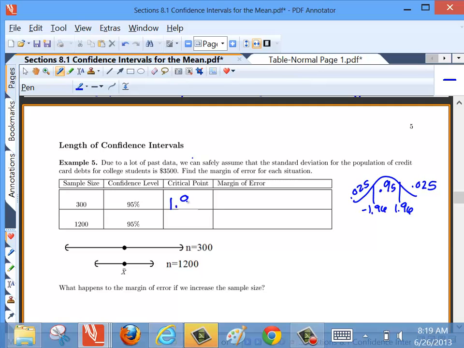So my critical point is 1.96, and then I need to find the margin of error. Remember, your margin of error is the part that you add or subtract. It's going to be our critical point times the standard deviation over the square root of n. So 1.96 times the standard deviation of 3,500 over the square root of my sample size, which is 300. Looks like we're at 396.